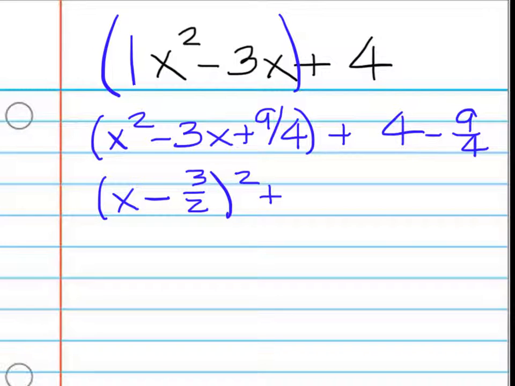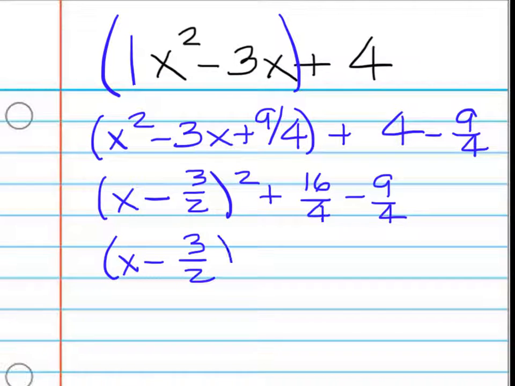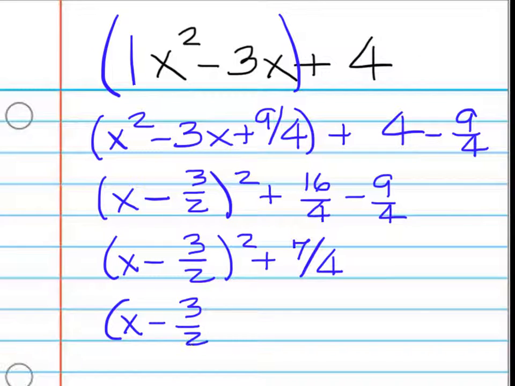I need a common denominator of 4, so I would come up with 16 over 4 minus 9 over 4. 16 minus 9 is 7. And you could even take that down to 1 3/4. So you should have had 1.75 outside of the parentheses.